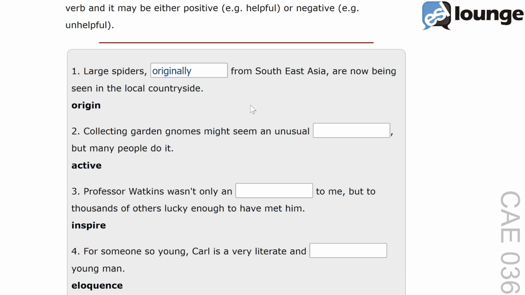Moving on to number 2. Collecting garden gnomes might seem an unusual blank, but many people do it. The base word is active. The correct form here is activity. Activity is a noun used to describe something that people do for enjoyment or as a hobby. It encompasses various actions that engage one's interest or time. For example, yoga is a popular activity that promotes both physical and mental well-being.